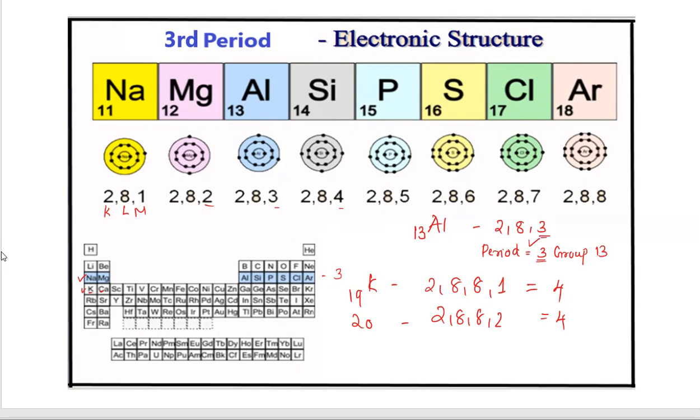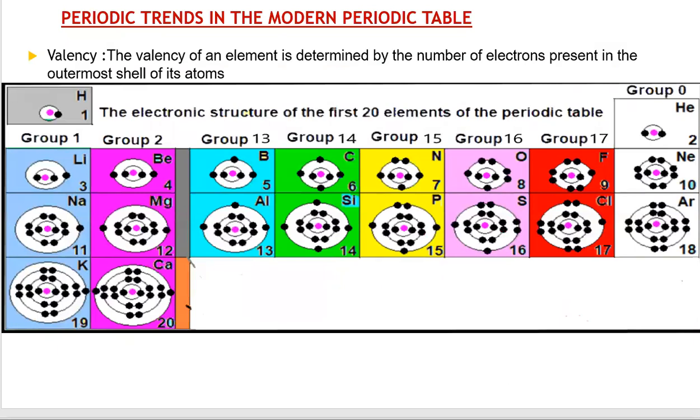Aluminium belongs to 13th group. Understood? This is the way to find out period and group. I hope it is clear to you. Now let us discuss the trends in the modern periodic table. This is also very important. It can come for 3 mark questions.